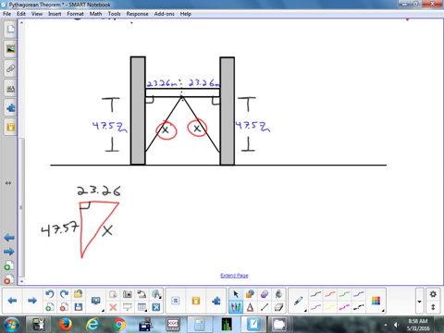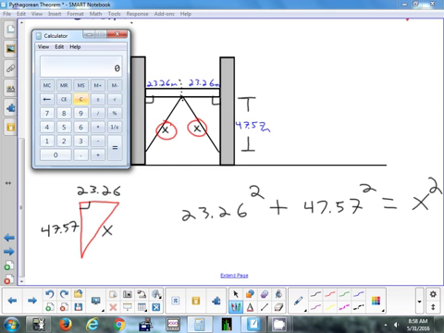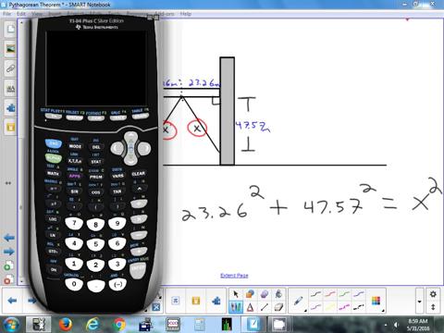Okay, last thing I need to do is just set up my equation. Can anybody set up my equation for me to solve for x? Would it be 23.26 squared, yep, plus 47.57 squared. Good, I like it. Equals 30 squared. Perfect. Now, numbers are going to be a little messy, but we'll just do it out, use our calculator.